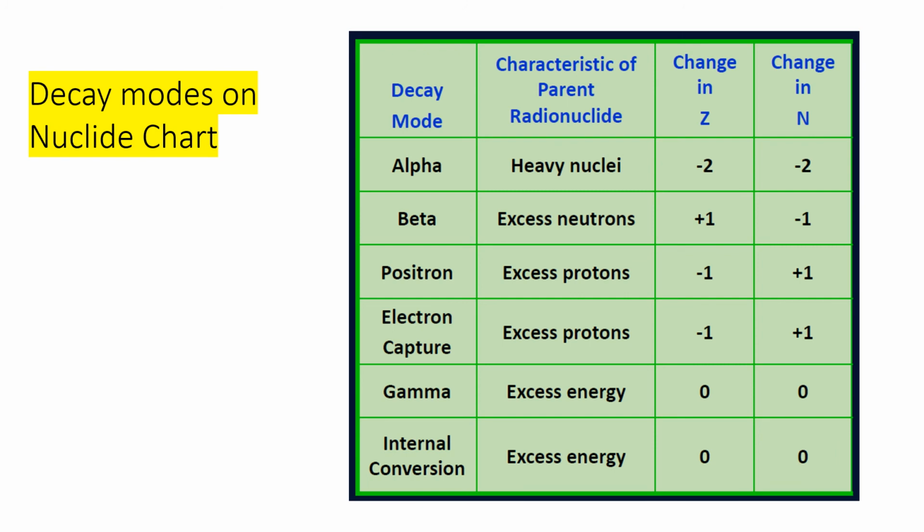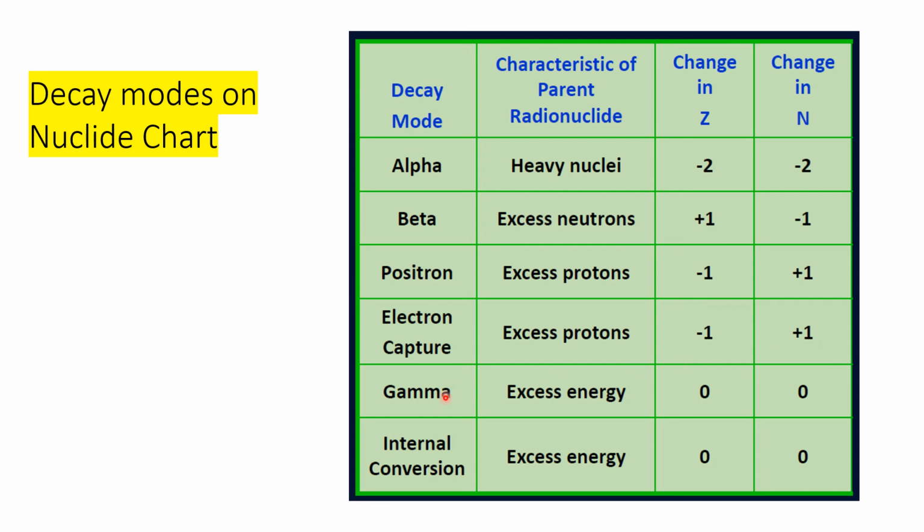And this is the summary of your decay modes in your nuclei chart. So we have here the decay modes, the characteristic of the parent nuclide, then the change in Z, and then the change in N. For alpha decay, this usually happens for heavy nuclides, so there's a -2 change in Z and a -2 change in N. For beta, you have excess neutrons, so you have +1 change in Z and -1 change in N. For positron, you have excess protons, so -1 change in Z, +1 change in N. For electron capture, you have excess protons, and you have -1 change in Z, +1 change in N.